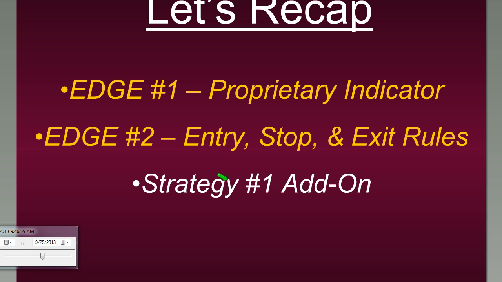Then we also shared with you entries, stops, and exit rules, the most standard generic way for entering, for placing your stop, and also for exiting. Now remember, these are just the basic format. In the course, we give you much more advanced ways in which to stay in the trades longer. And I'm sure you saw a couple of those trades where you would have exited and the market just kept going in your desired direction. Well, we share with you how to stay in there, our proprietary techniques and things that I've learned over my years of trading. And then lastly, we share with you the strategy number 1 add-on for Metastock users.